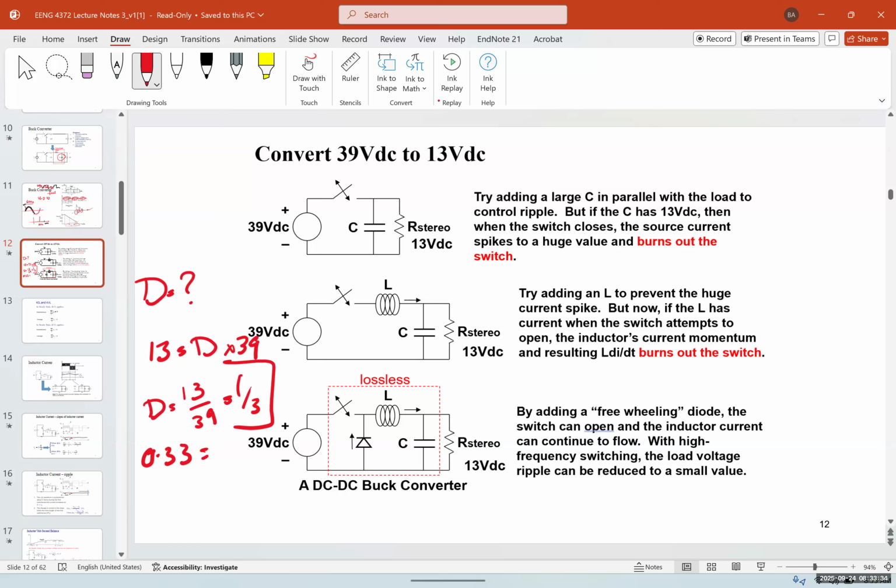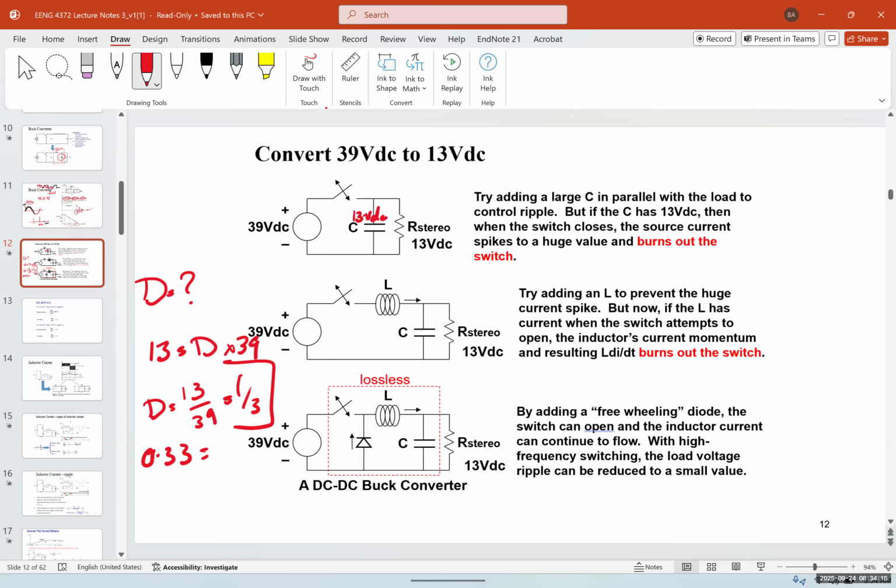Now, the first thing that we want to do to create a practical buck converter is add a capacitor in parallel with the load. The reason is that we don't want to have a pulsating DC. We want to have a smooth DC and control the ripples. In this particular case, when the switch is closed, the capacitor is fully charged. It reaches almost 13 volts DC.